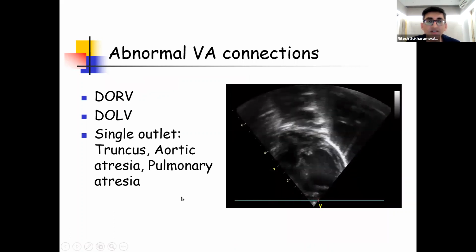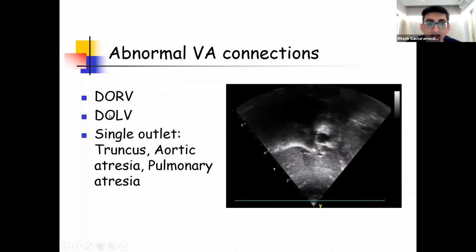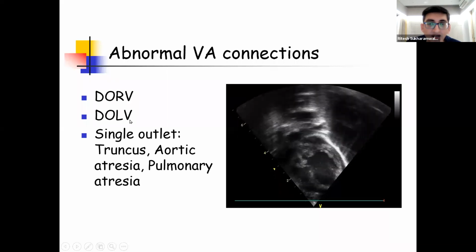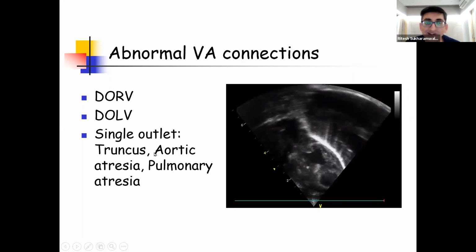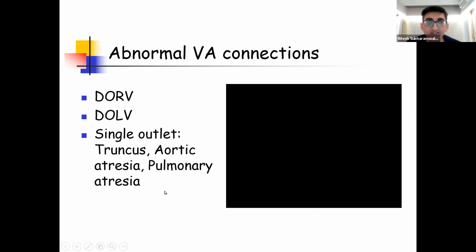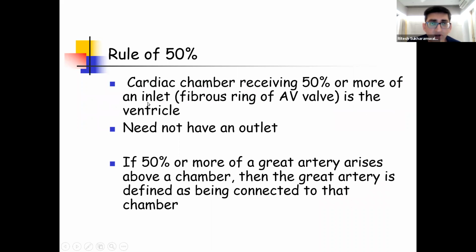There are various abnormal connections also, like DORV, DOLV, double outlet right ventricle, double outlet left ventricle, single outlet, which could be in the form of truncus, aortic atresia, pulmonary atresia. Now coming to the rule of 50%, whether to qualify this ventricle as ventricle or not. When any cardiac chamber receives 50% or more of the inlet or the valve, it is defined as a ventricle. This ventricle may not have an outlet. So presence of outlet is not necessary to define the ventricle.